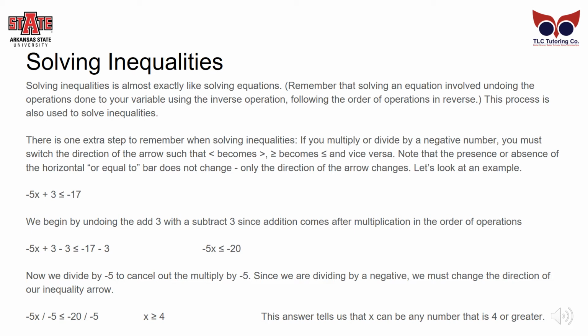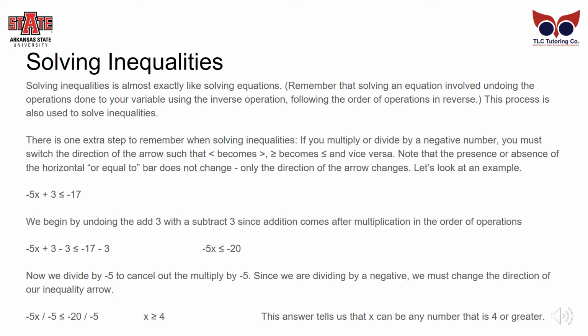Negative 5x plus 3 is less than or equal to negative 17. We begin by undoing the add 3 with a subtract 3, since addition comes after multiplication in the order of operations. Therefore, negative 5x plus 3 minus 3 is less than or equal to negative 17 minus 3. When the terms are combined and simplified, we find negative 5x is less than or equal to negative 20.